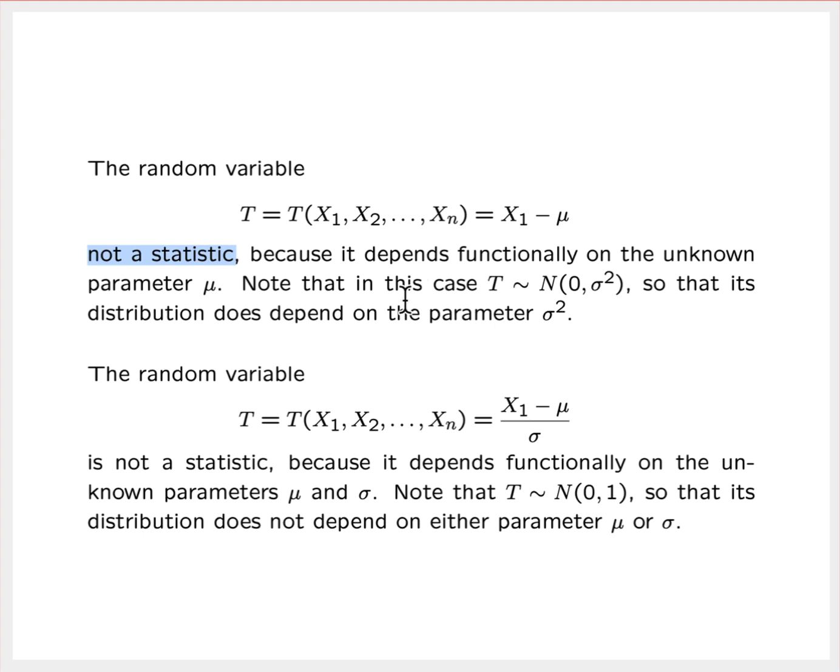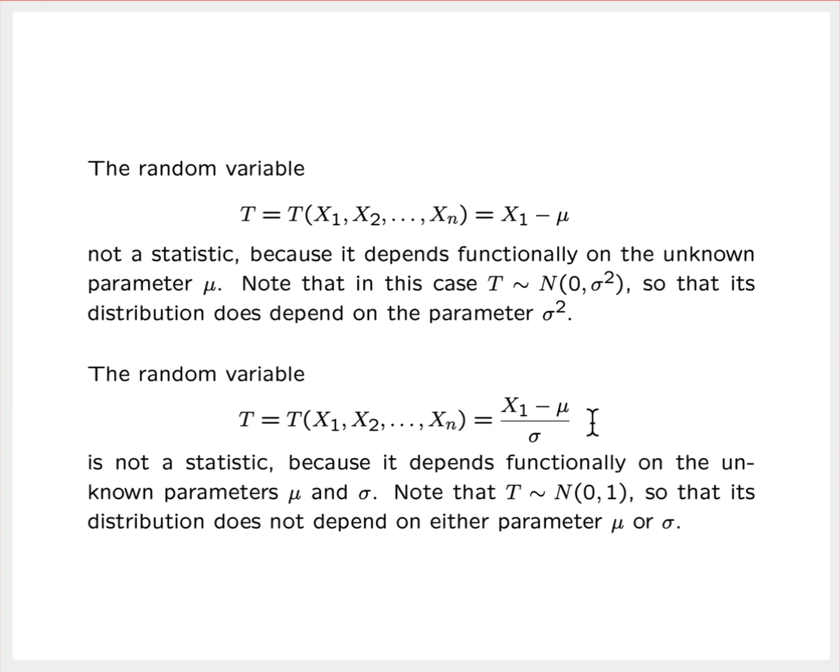Now, in this case, the distribution of the random variable t has a normal distribution with a mean of 0 and a variance of sigma squared. So again, its distribution does depend on at least one of the unknown parameters, but that really is not relevant to whether or not this is a statistic. The relevant point is whether the calculation of this function of the random sample depends on at least one unknown parameter. And then finally, let's consider the random variable t given by this expression, x1 minus mu over sigma.